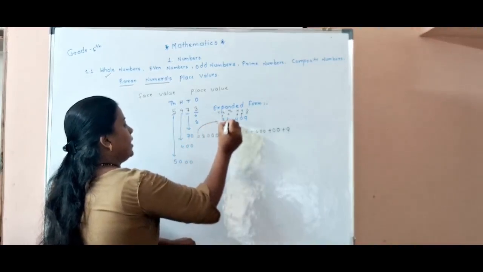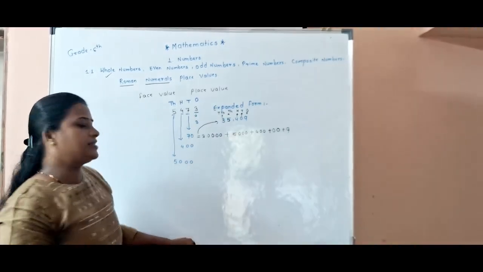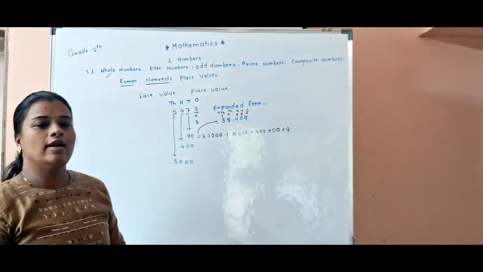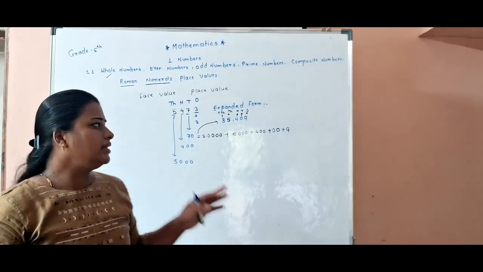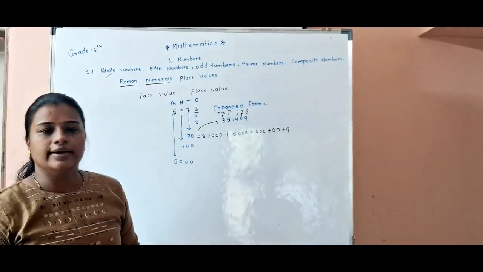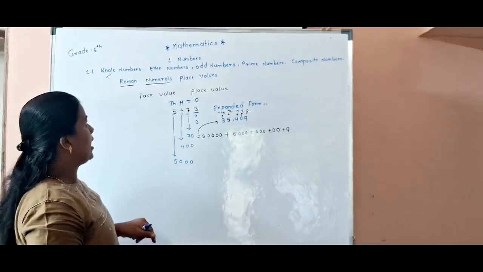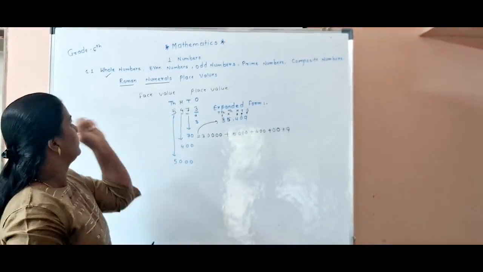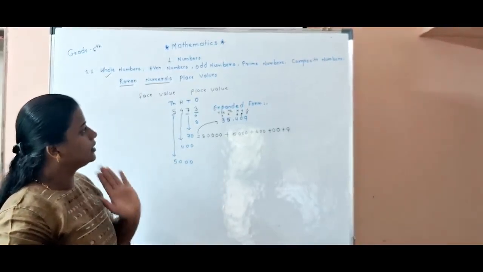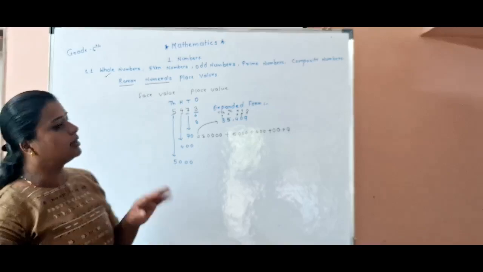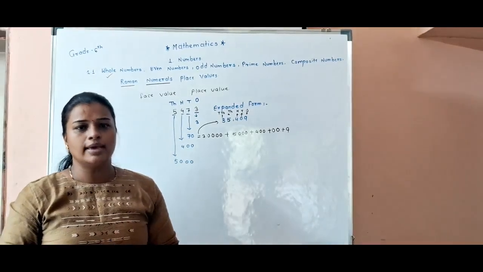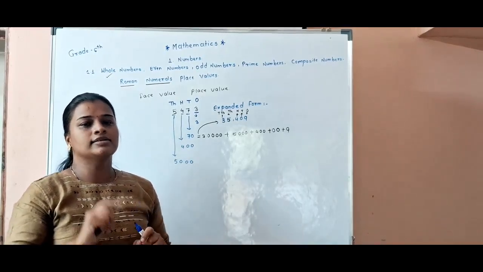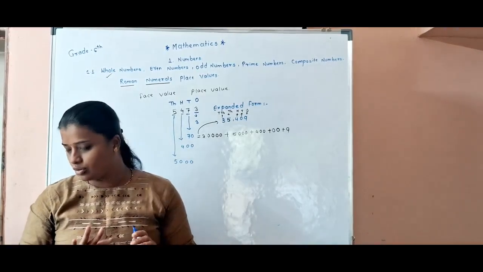Such type of thing, whatever I have explained to you, this is called the expanded form. You can write the expanded form of any number till 1000, lakh, 10 lakh, whatever it is. Okay. So here we have finished our first point 1.1 topic, that is whole number, even number, odd number, prime number, composite, Roman number and place value. Okay. So for today we will stop here. Regarding exercise and tricks we will go for the next video. Okay. Thank you.